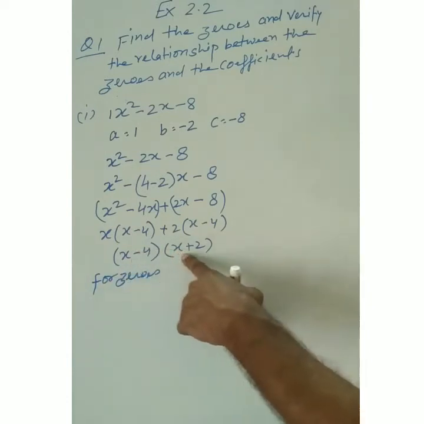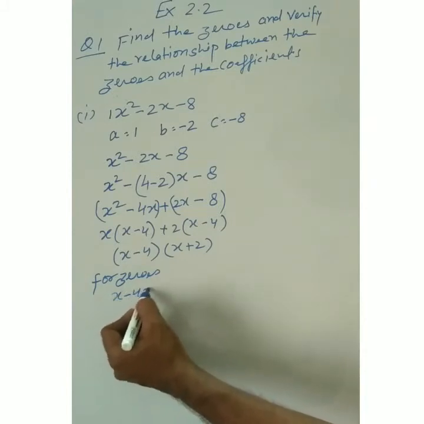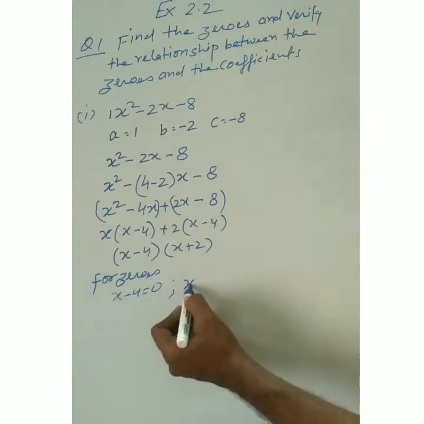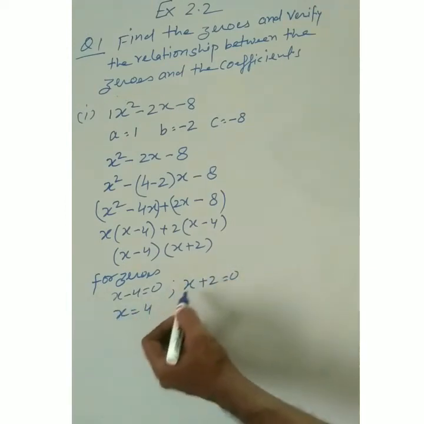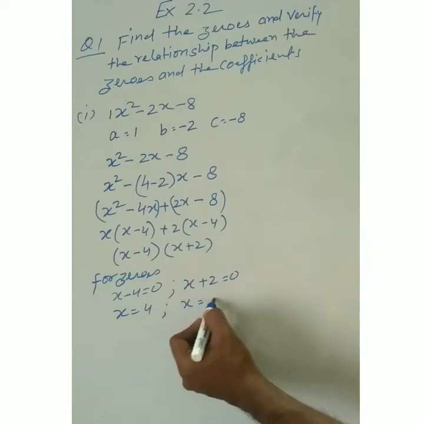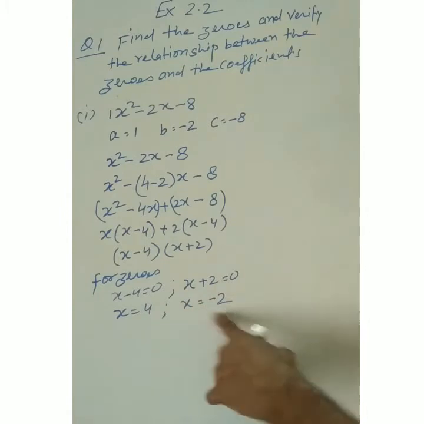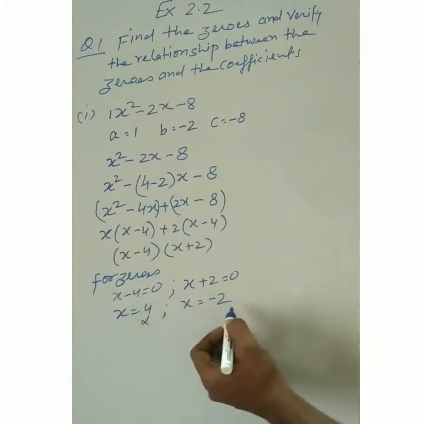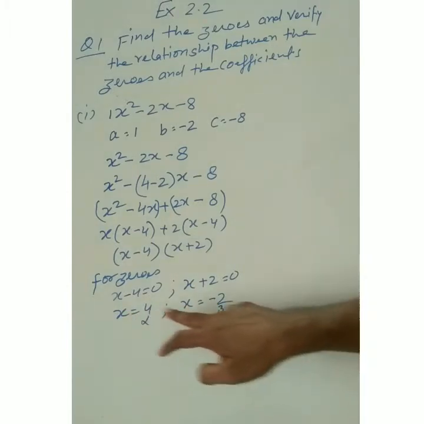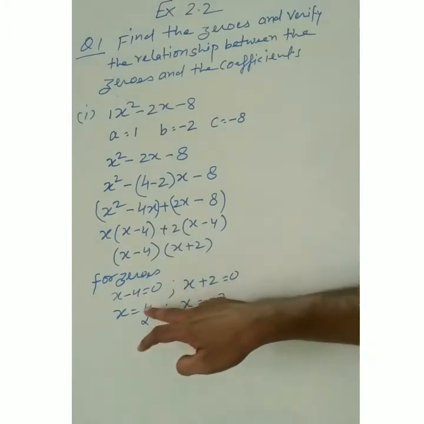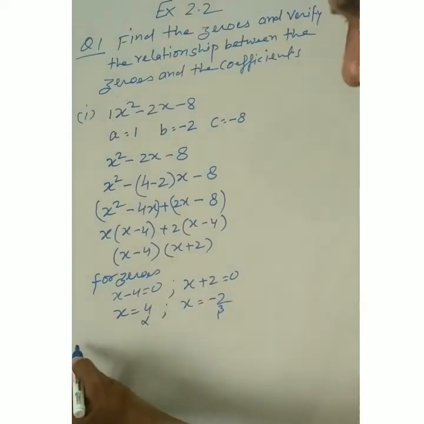we have to equate both of these factors to 0. x minus 4 equal to 0 and x plus 2 equal to 0. Here x equals 4 and here x equals minus 2. We consider these zeros as alpha and beta. Suppose this is alpha and this is beta. We can take any one as alpha and the other one as beta. Now the verification.